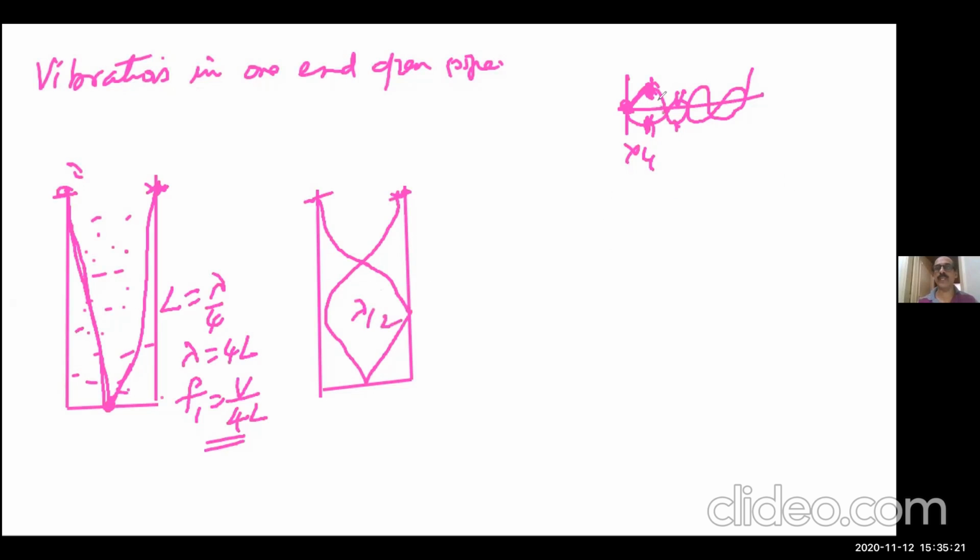So this one now, lambda by 2, isn't it? Here to here, lambda by 2. This is lambda by 4. So total length is equal to 3 by 4 lambda. So F2 is equal to V divided by 4L by 3, that means 3F1. So here no second harmonic, directly the third harmonic only we are getting. But it is the first overtone. Okay, next one.